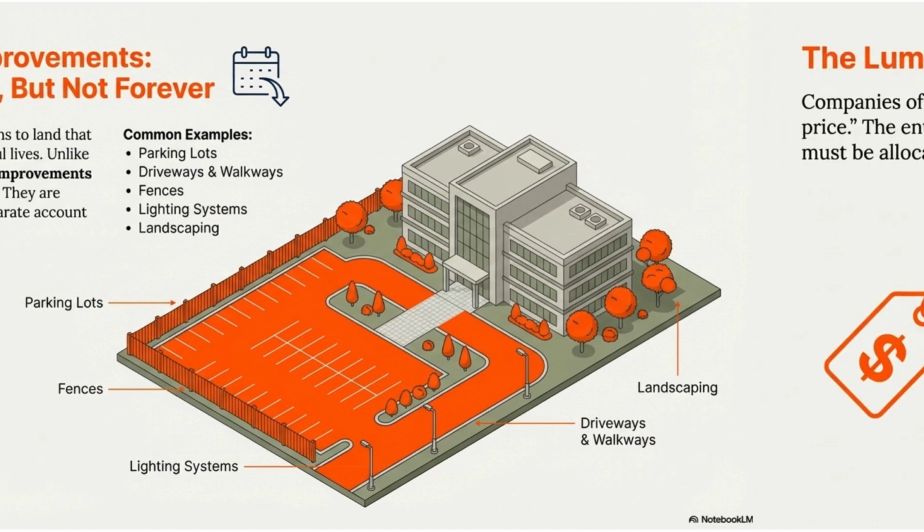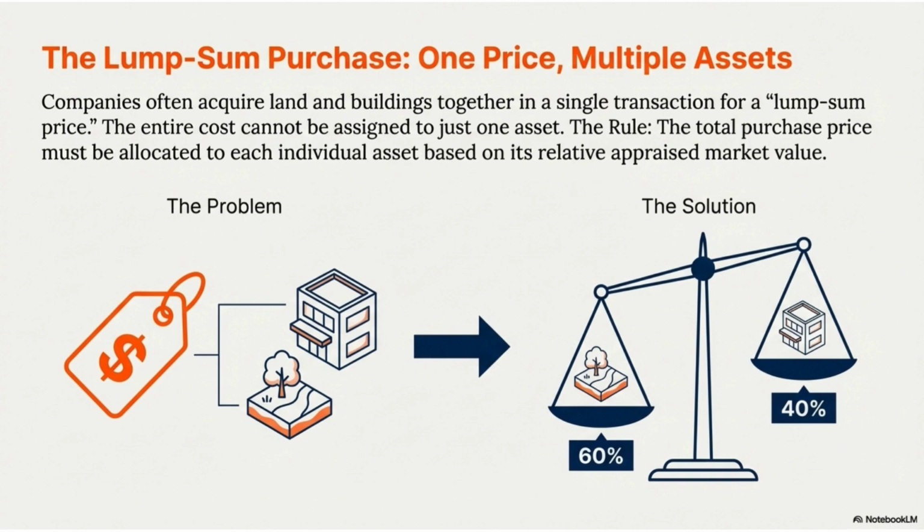Okay, one last puzzle piece for initial cost, the lump sum purchase. Let's say our studio bought this land and building together for $100,000, but separate appraisals came in at $80,000 for the building and $60,000 for the land. So a total appraised value of $140,000. Right. You can't just split the purchase price 50-50.